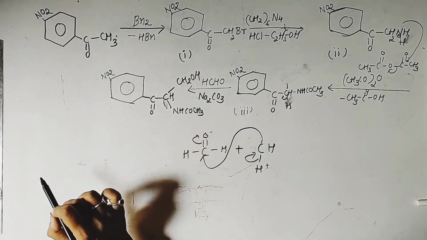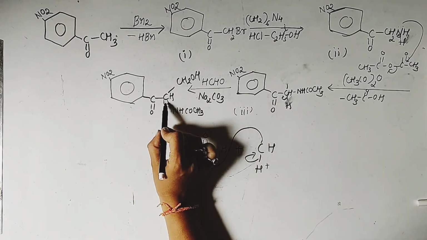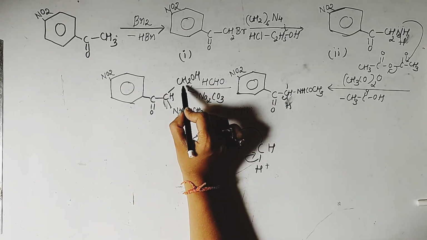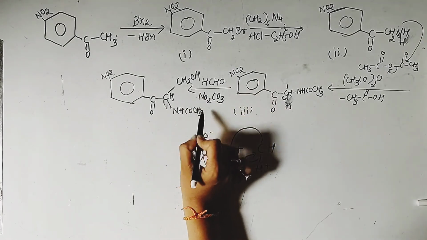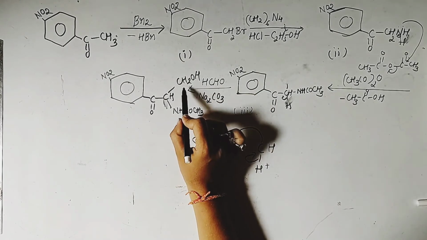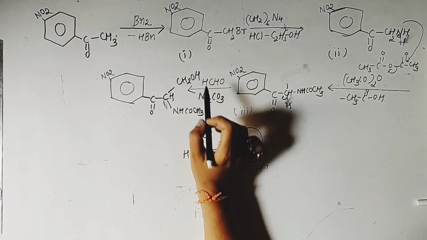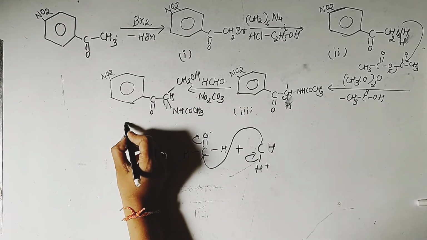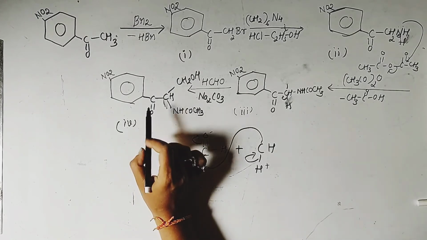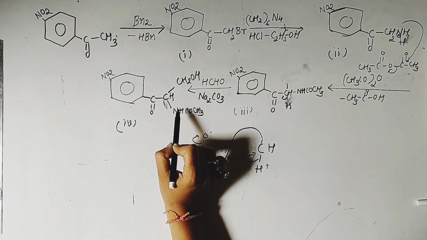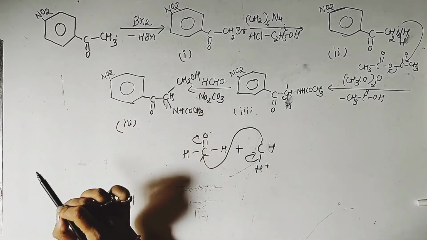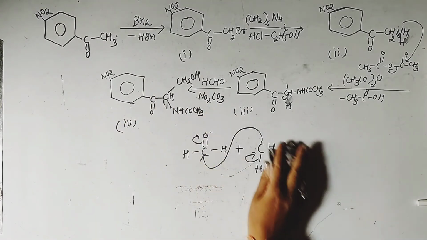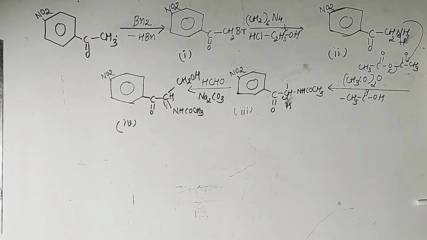See here, now 3 carbons are there. So this is the first carbon which is called alpha and this is the second carbon which is called beta. At alpha position acetamide group is there and at beta position hydroxyl group is there. So the intermediate 4 is called alpha-acetamido-beta-hydroxy-para-nitropropiophenone. So we will move towards the next step.